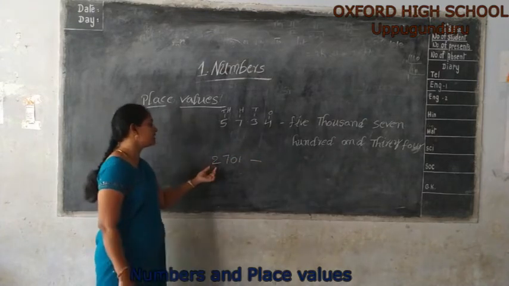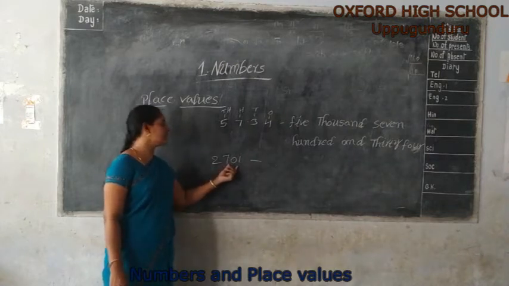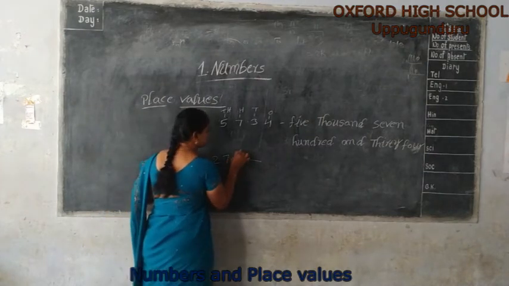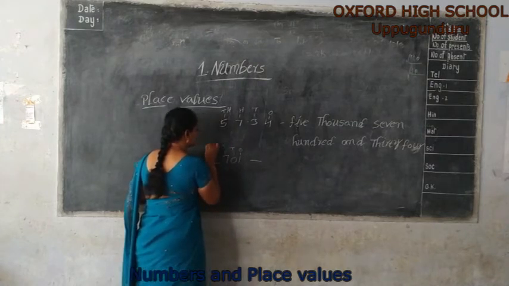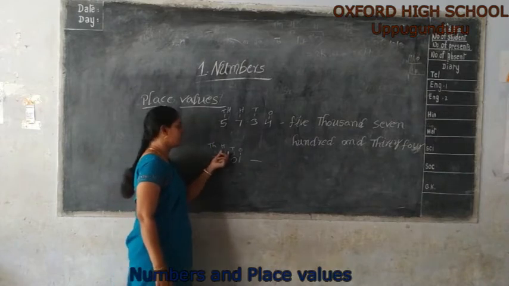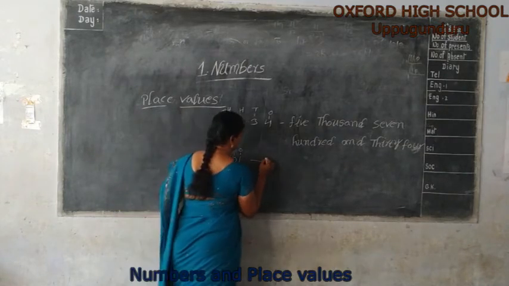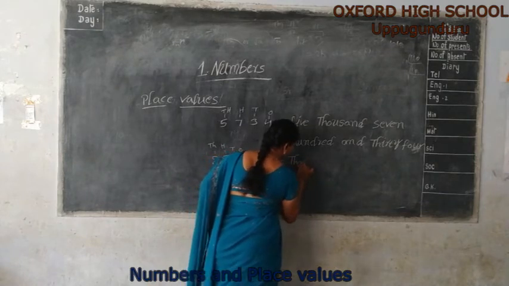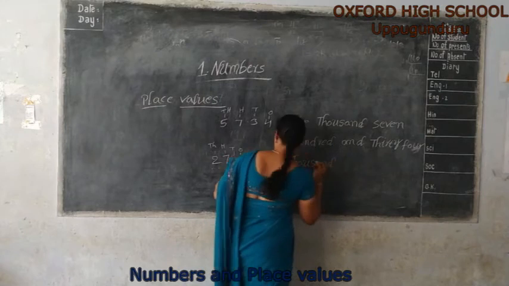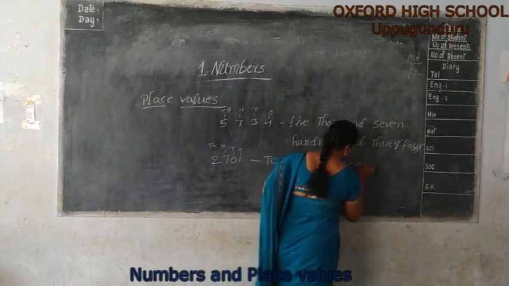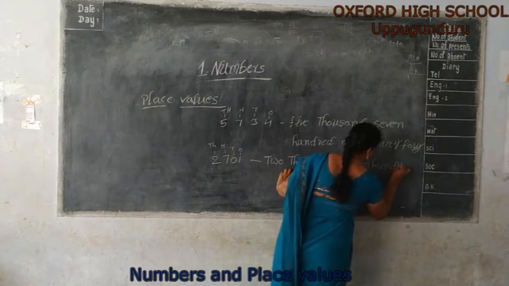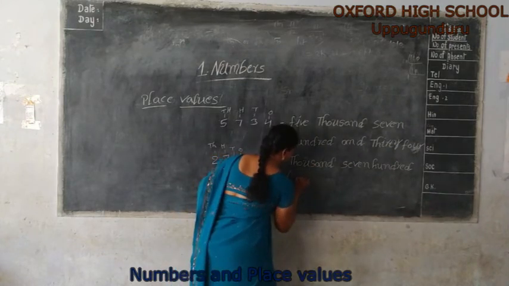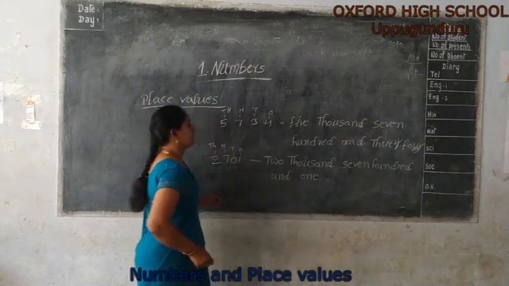Another example, read this value, 2701. Now place values: 1s, 10s, 100s, 1000s. Now write the number name. 700 and 1. This is the number.